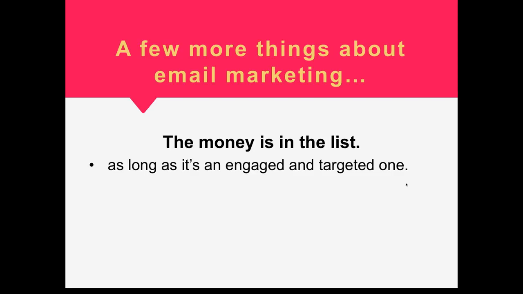So a few more things about email marketing. You've probably heard the money's in the list, okay? And it is, as long as it's an engaged and targeted one. Some people say that as a general rule of thumb, you can make about 2% of sales from your list size. That's a very big generalization, but the more engaged and the more targeted your list is, the better. You don't need a huge list in order to make good money from it, but it does need to be engaged and targeted.